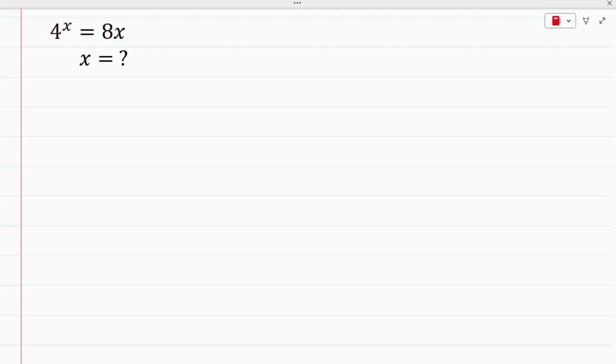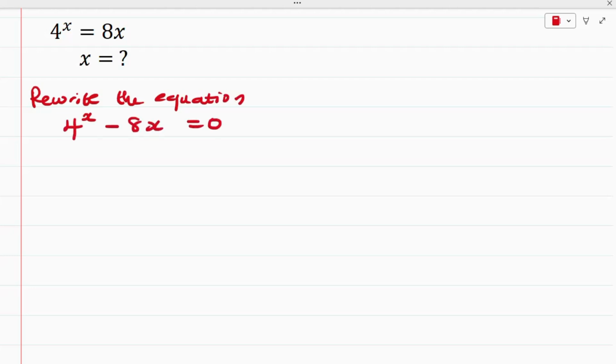So right here we have this math problem that says 4 raised to the power of x is equal to 8x. We are to find the value of x. So guys, the first thing you want to do is to simply rewrite the equation. Rewriting the equation, we have 4 raised to the power of x minus 8x is equal to 0. So we aim to find the value of x for which the equation is equal to 0.